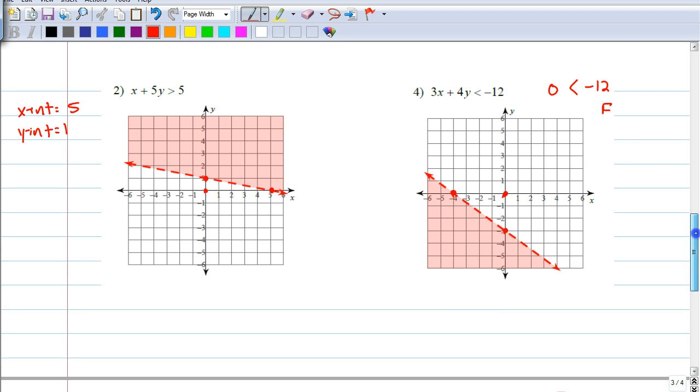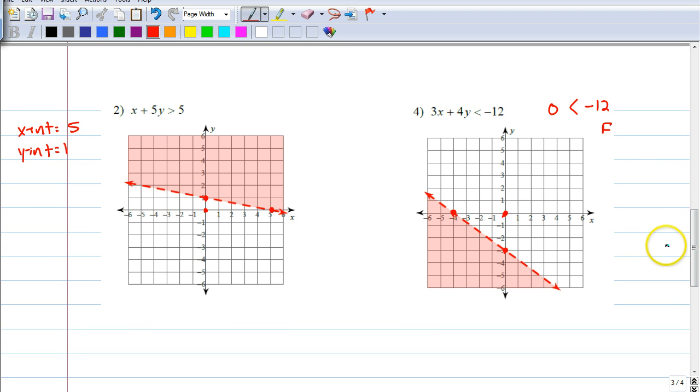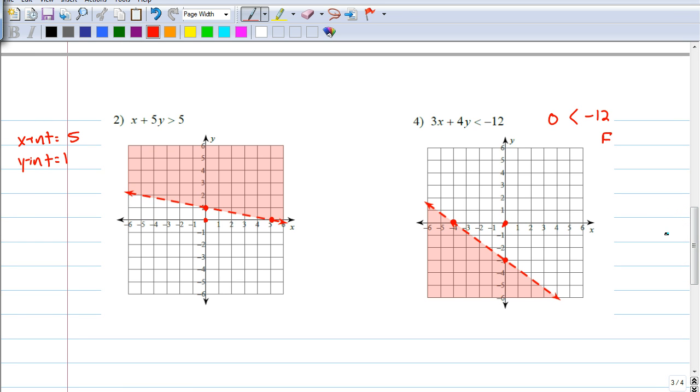So that's how we graph these when we have equations set up into standard form. So hopefully you understand how to do those, and good luck on that assignment.